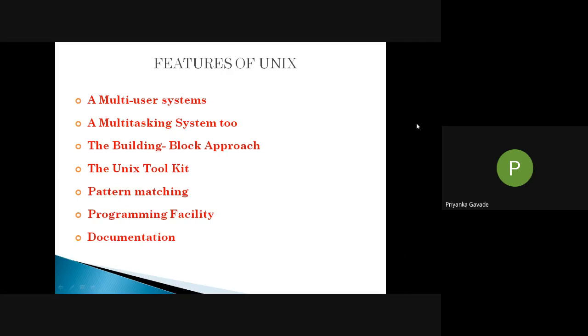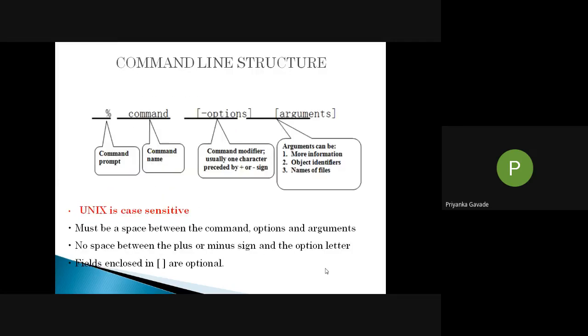And Unix documentation. Unix also offers us online documentation. There are several news groups on Unix where you can file your queries and get to know what exactly something stands for, or you can get your problems solved. So these are all the features of the Unix operating system.